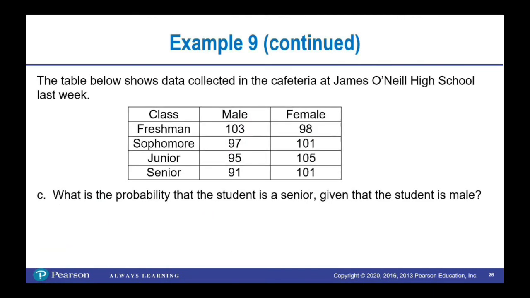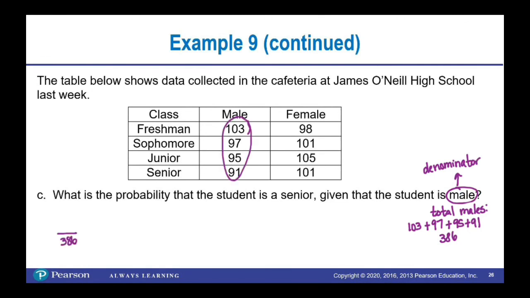Let's look at one more. What is the probability that a student is a senior given that the student is male? So we're going to look at just the males. There are a total of 386 males when I add that column. Again, the total number of males goes in the denominator. And we're looking at only the males. So how many males are seniors? There are 91 who were seniors. And so my probability is 91 out of 386.